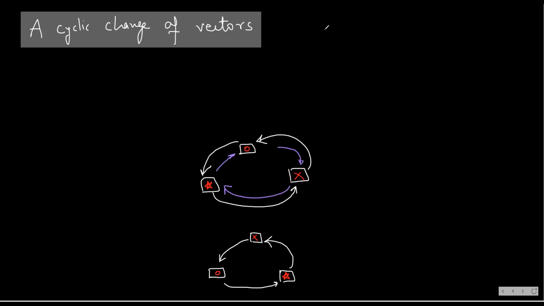So if you're going for the cyclic change in clockwise, you have this place, and this place. Now see, the star will move to the circle's place. Now the star place is vacant, so the cross will move here, and now the cross place is vacant, so the circle will move to the cross place. This is the cyclic change in clockwise order. Such a change you call a cyclic change.